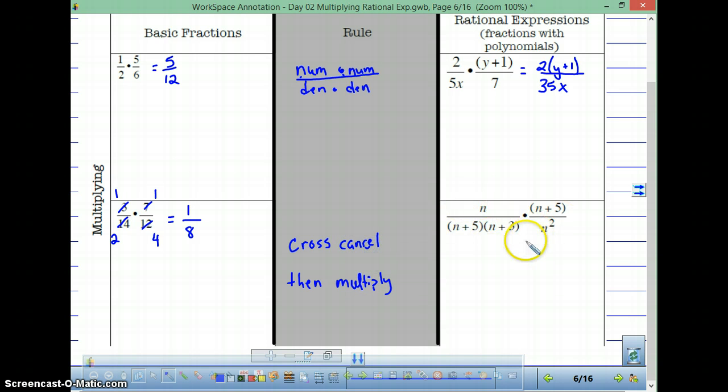Okay? So let's see how it works when you've got rational expressions. Can we cross cancel? Yes, we can. We've got an n and an n squared. Remember, n squared is just n times n. So when we cross cancel, this becomes a 1, this becomes an n. How about here? Yes, we can cross cancel the n plus 5s. This becomes a 1, this is left over. So here are the things that we're going to multiply on the numerator. 1 times 1 is 1, and on the denominator we're going to multiply this factor and this one. We've got n times n plus 3, and we could distribute that n across.